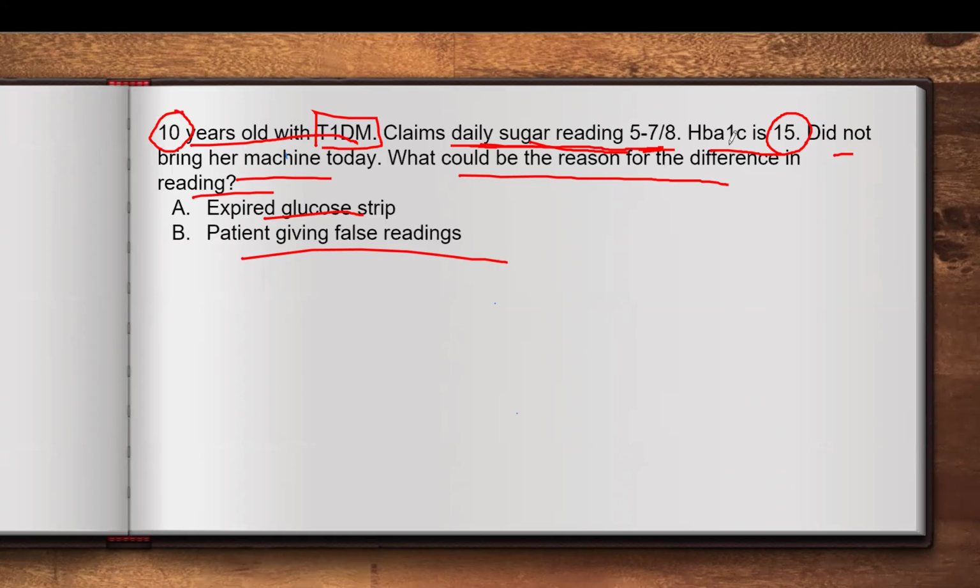And maybe this child does not know that her blood sugars can also be checked with HbA1c, right? So when we checked the HbA1c, it was 15, very high. So there is a high chance that these readings are fake. And also, she did not bring her machine today because she knows that in the machine you can see the previous history, right? So most likely the patient is giving false readings.